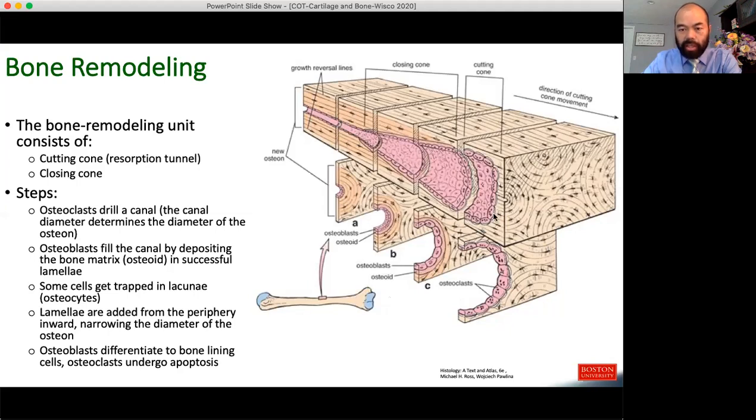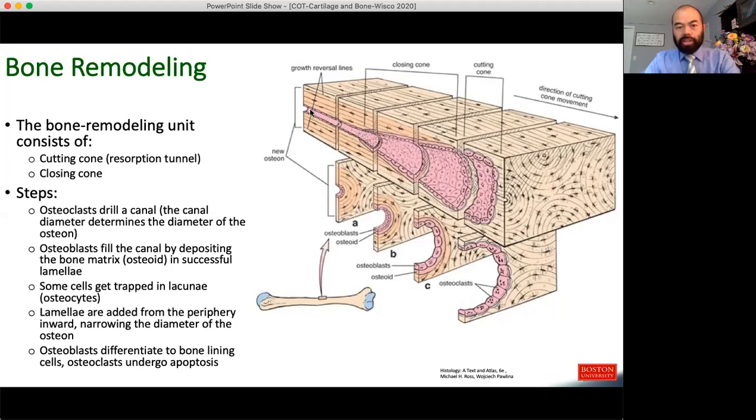So that's why you see them over here at the leading edge of the cutting cone. Okay, so they've bored through this osteon and have hollowed it out. Now maybe the osteoblasts say, okay, well, wait a minute, we need to close that back up. So they're actually in the trailing zone and they're closing the cone. See how they're closing it here?